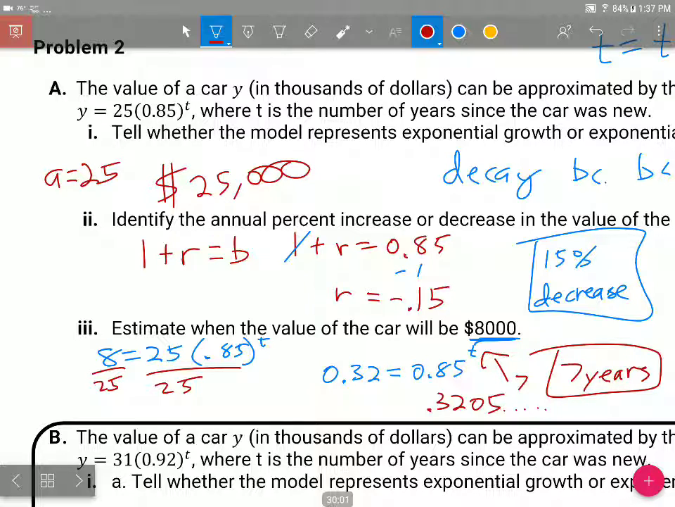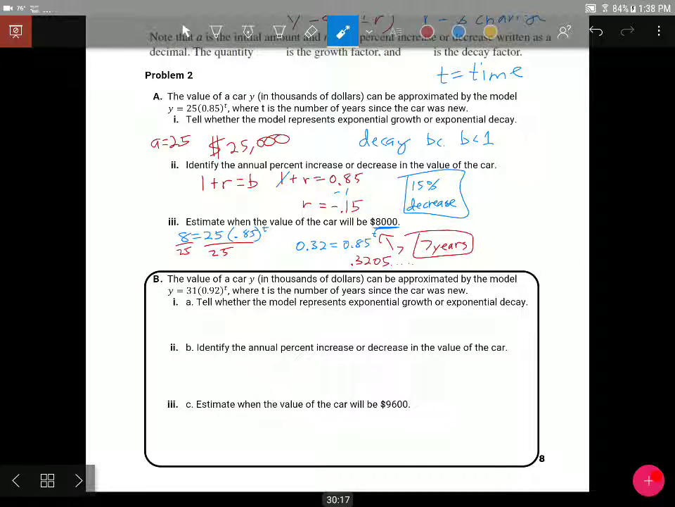Another way to do that would be you could stick this part into your y equals and just check your table. See when you get that point. That's fine too. Cool. But that's what you have to do for that. So let's build a few of these. Let's build another one of these. Letter B.